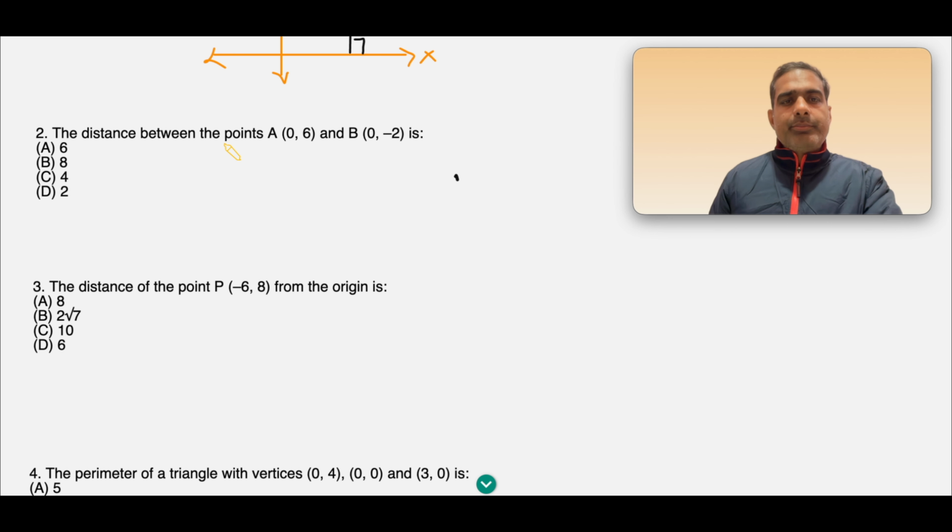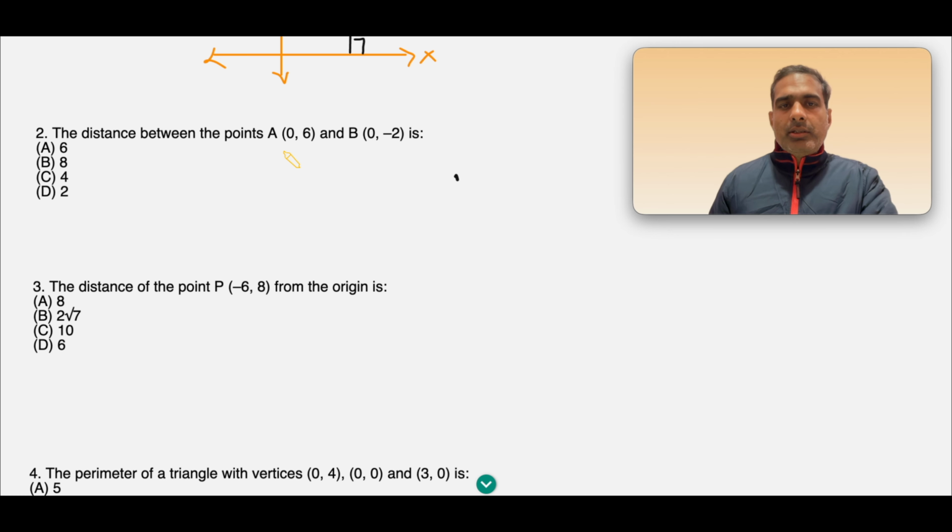The distance between the points A(0, 6) and B(0, -2) is. So we have to find out the distance between the 2 points (0, 6) and (0, -2). We have to use intelligence here. We don't need to use the distance formula, because this is a one mark MCQ and they expect us to give the answer quickly without using the distance formula.